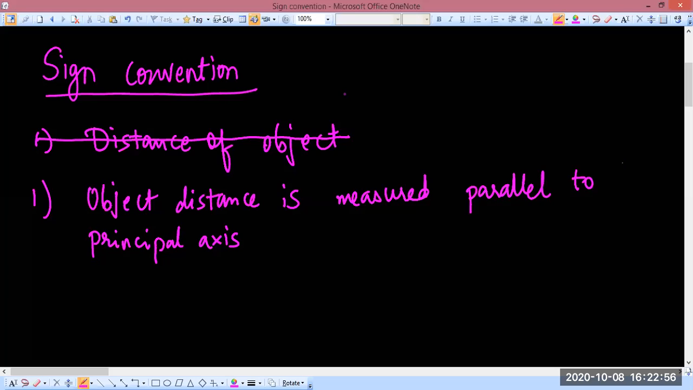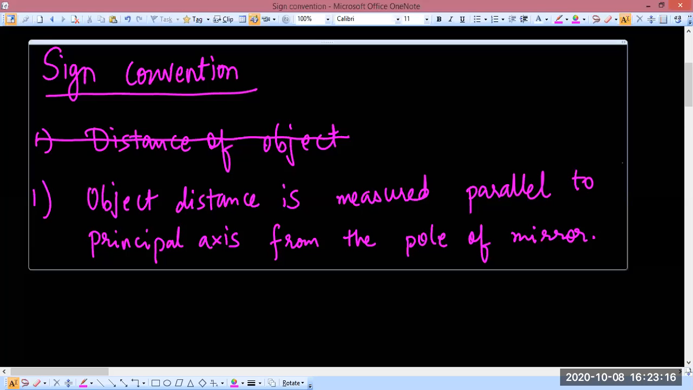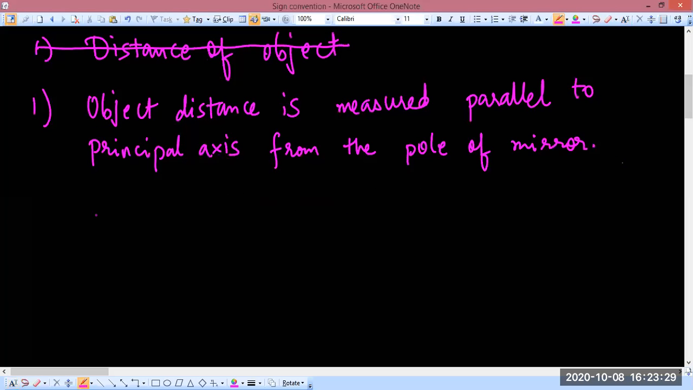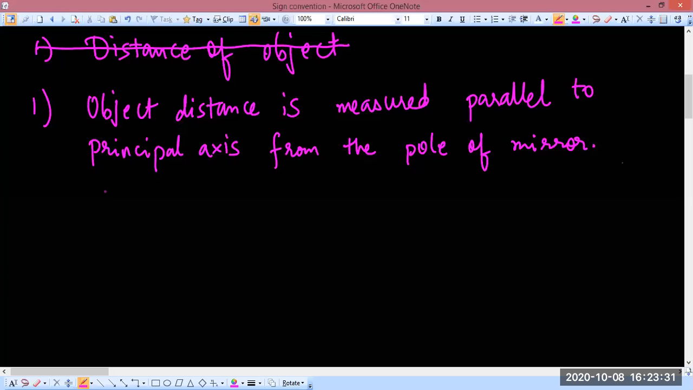Object distance is measured parallel to principal axis from the pole of mirror. Okay, I'm sure you will have questions like what is the meaning of pole. I'll explain all that slowly, right? We'll come to that point. First write this much down; if you remember 10th, you will know it.